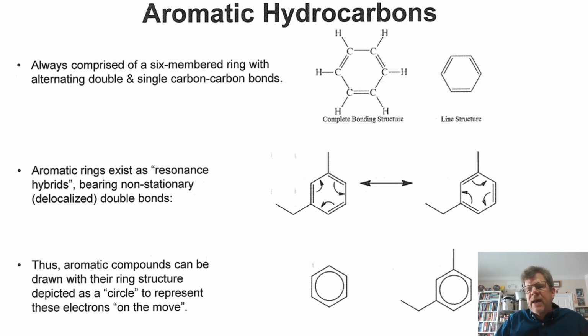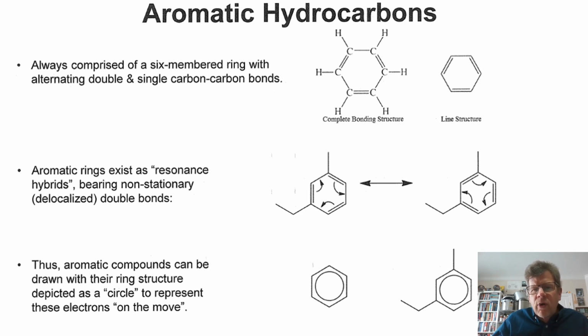We still have that hexagon to show that there are 6 carbons within there at each bend, but instead of putting alternating double bonds in there, we simply draw a circle. And we draw a circle to show that it represents these double bond electrons always on the move around the ring. They never stop moving around. You don't have to draw it like this. It is just a way of expressing that.